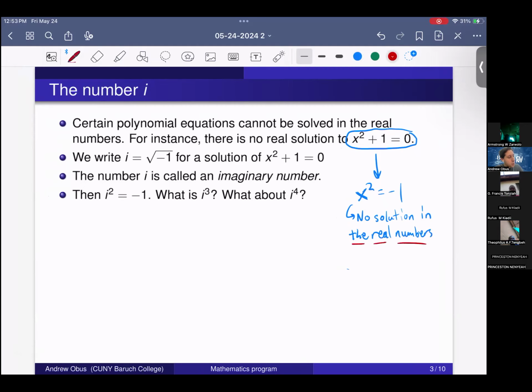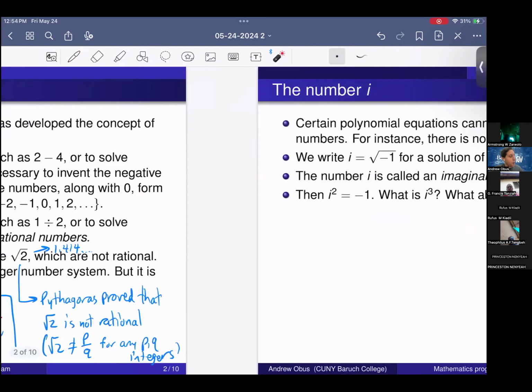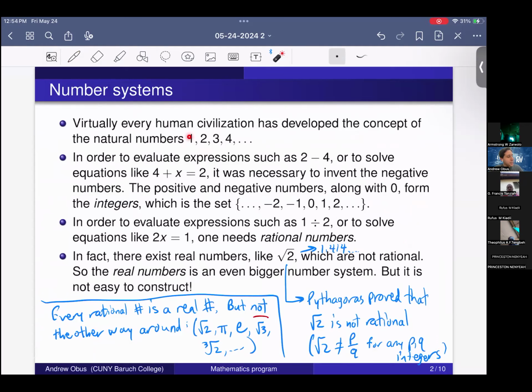Okay. No solution in the real numbers, right? There's no real number that satisfies this equation. So what do we often do? Well, let's look back at all of our other number systems. For each of these, we had an equation that didn't have a solution. If you started with the natural numbers, we have the equation 4 plus x equals 2. That had no solutions.